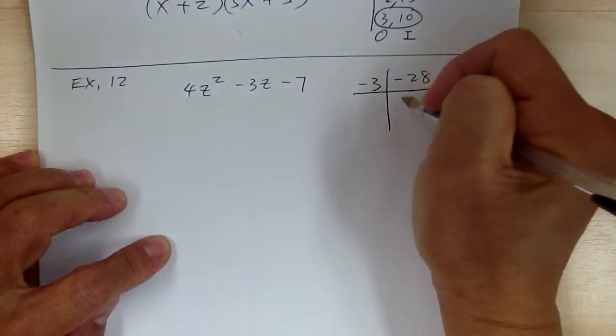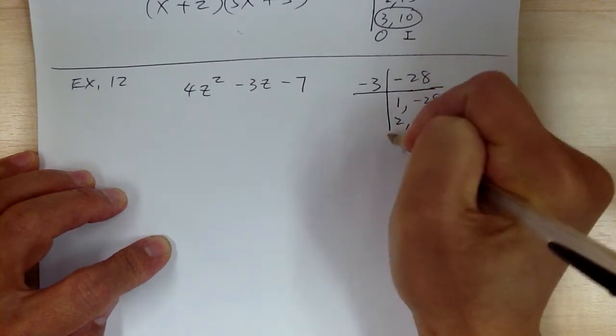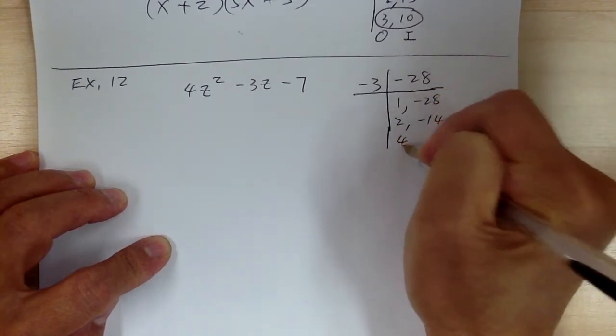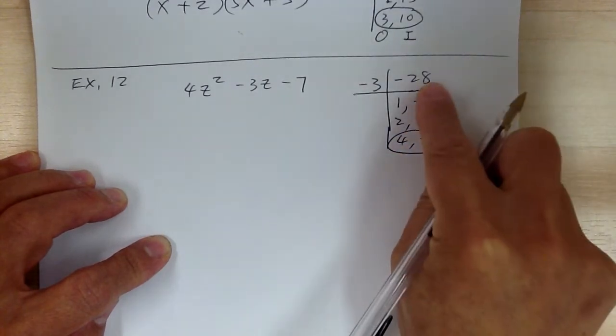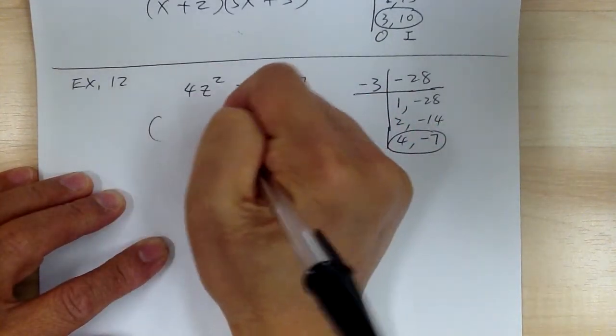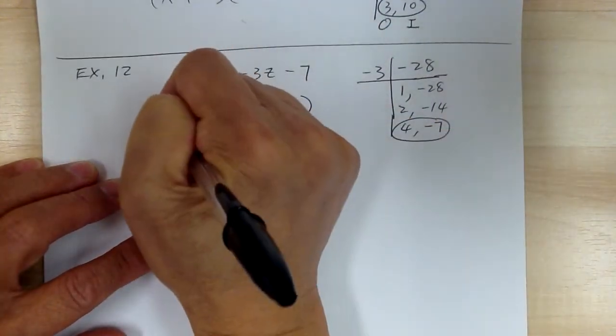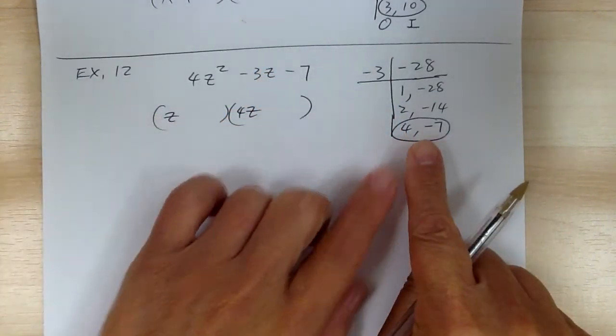Okay, so again, you start with 1, comma, negative 28. 2, comma, negative 14. 3 cannot, so 4, comma, negative 7. That's it, right? Because 4 times negative 7 gives you negative 28. 4 plus negative 7 gives you negative 3. Okay? So now you go and do z and 4z, right? So that's the F. So now you have to do O and I, right?